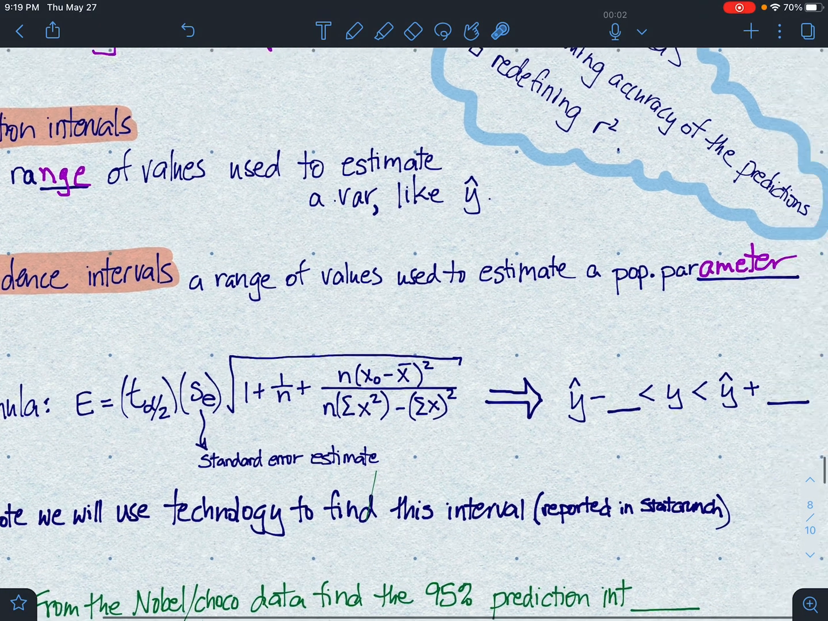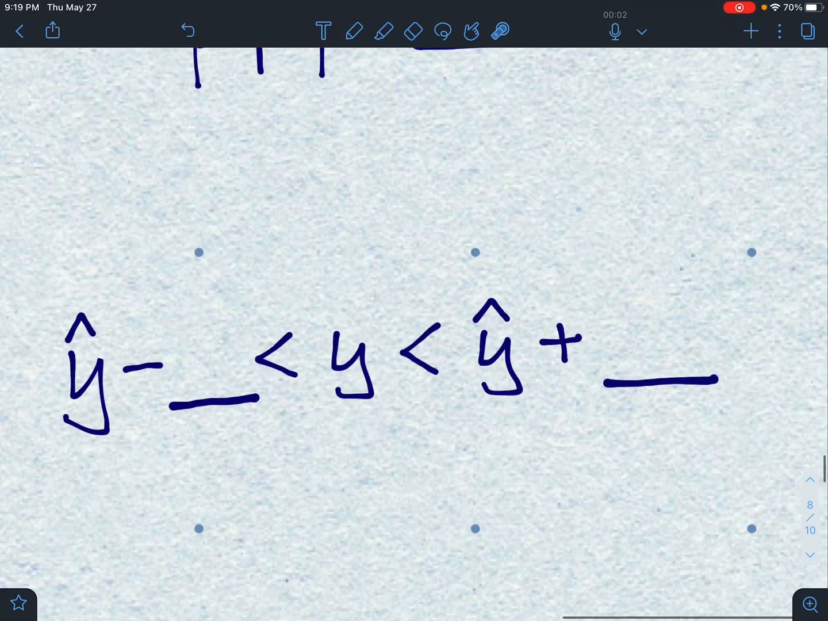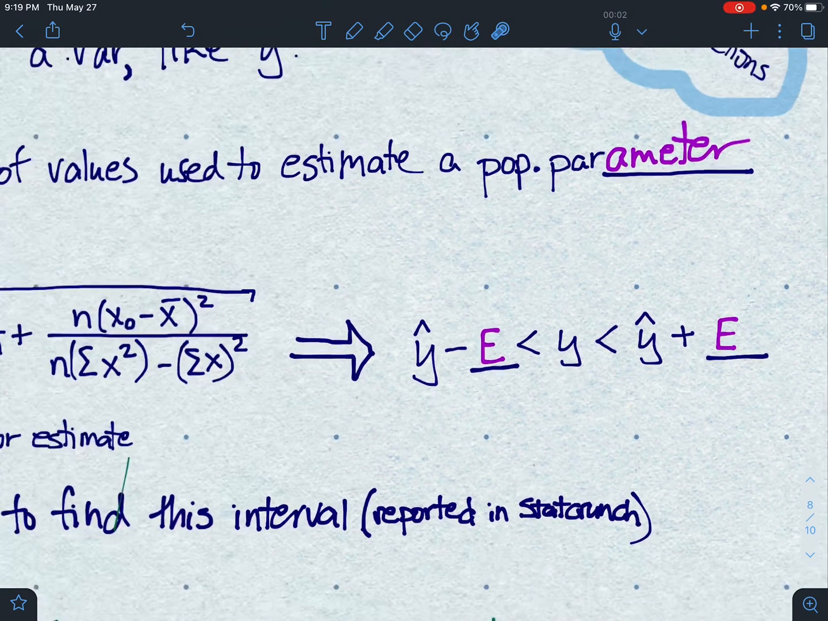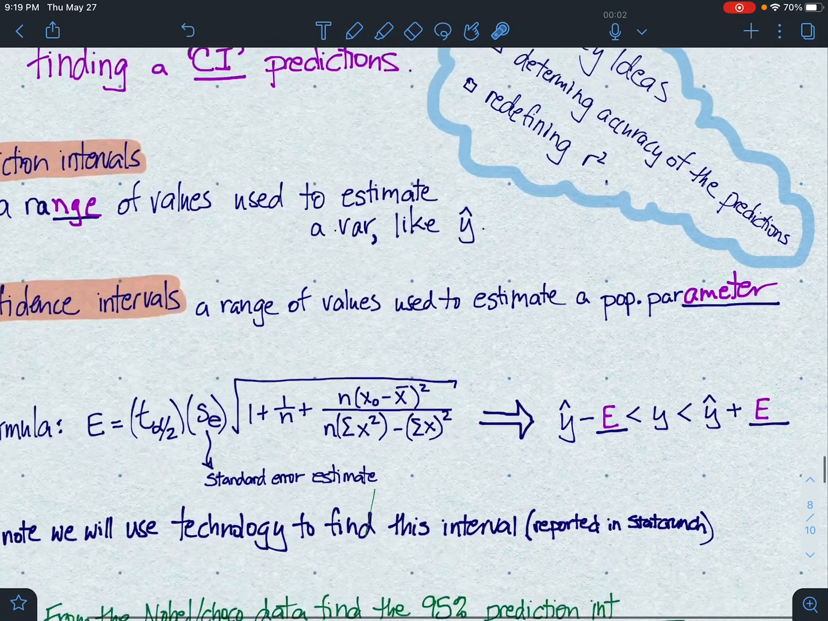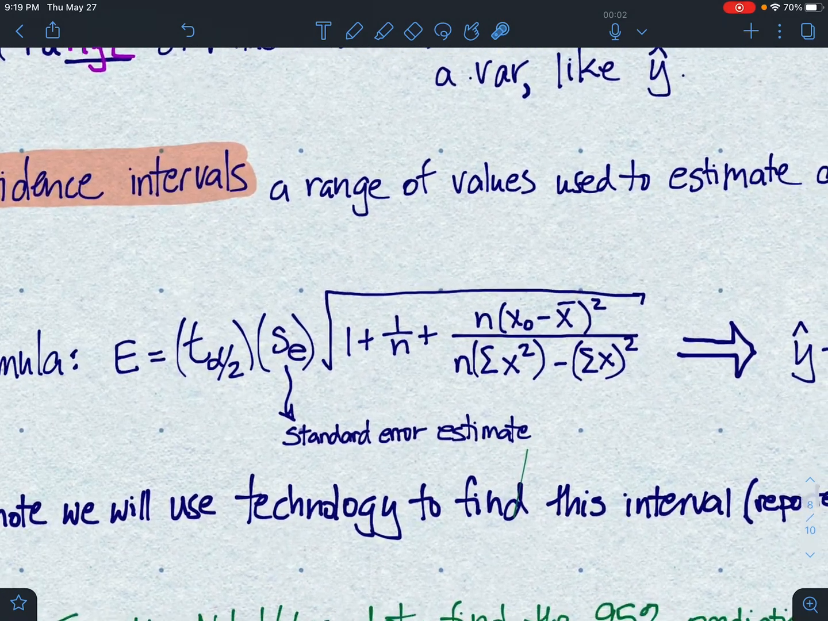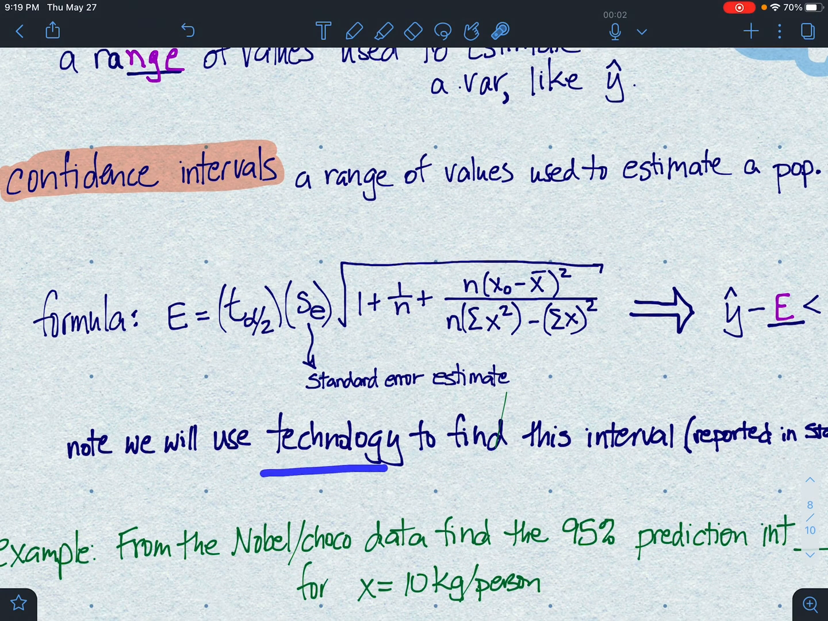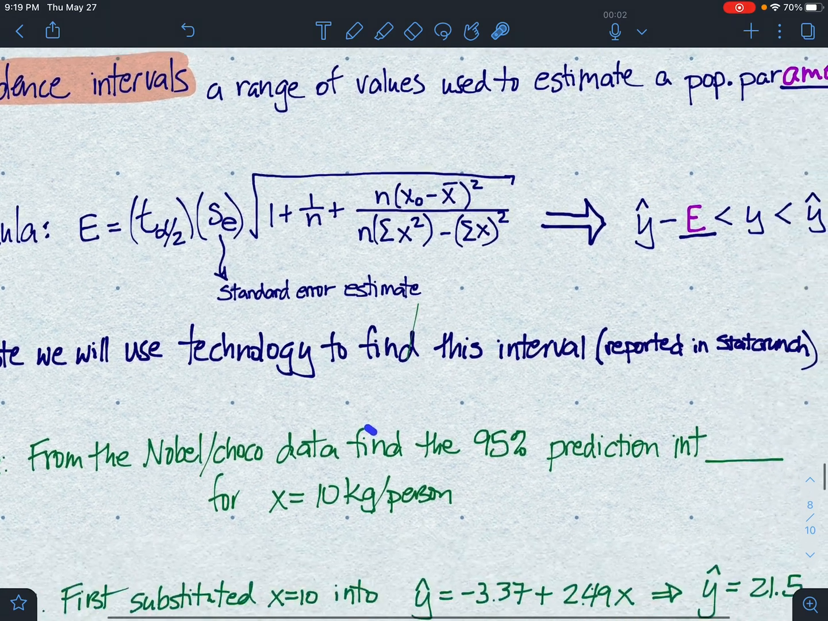All right, there's a big formula. By the way, here is the interval, and it looks precisely like our confidence interval did. That is, you take your y hat, subtract, and add the error, and our population parameter will be between those two, correct? So it is not suggested to do these by hand at all. So we're going to be using StatCrunch to find that interval.